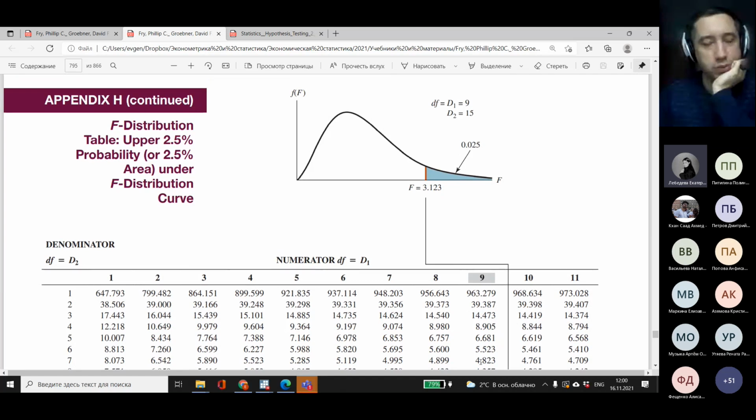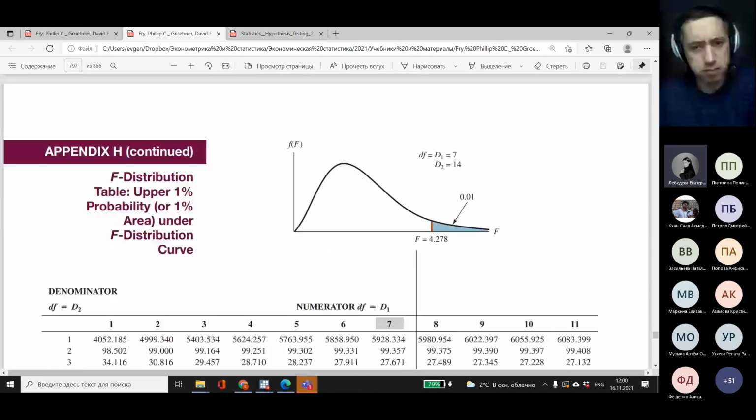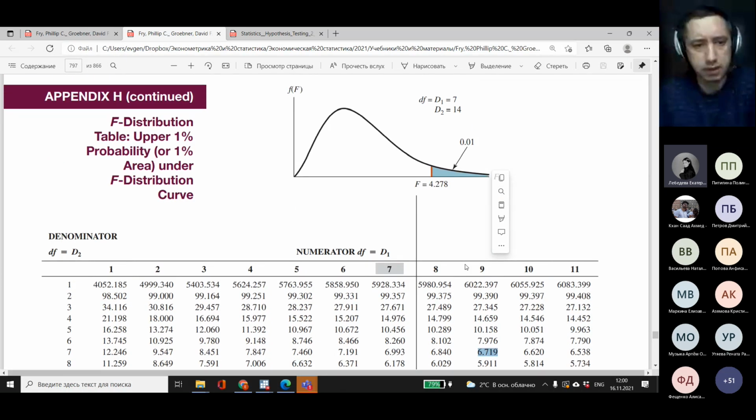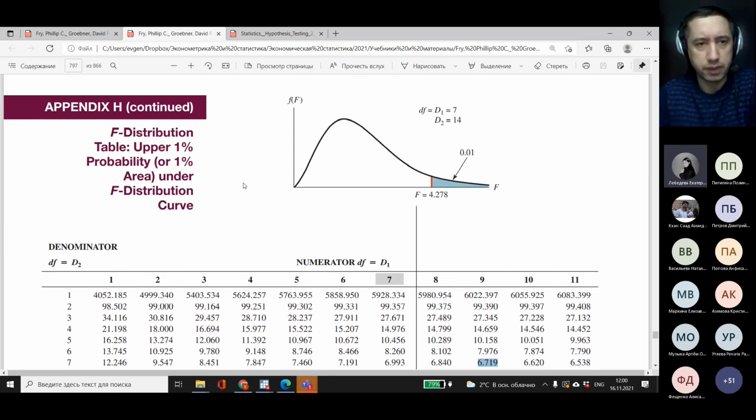What we can say is that we should reject the null hypothesis at 10%, we should reject it at 5%, and probably for 1% too, I think. Yeah, definitely. Okay, understood. Thank you.